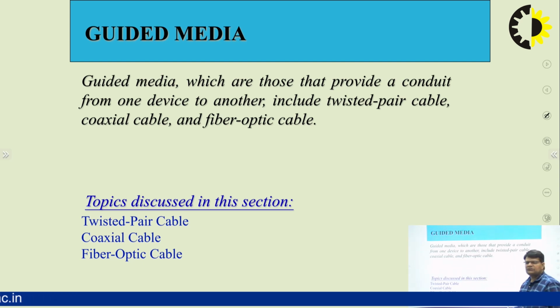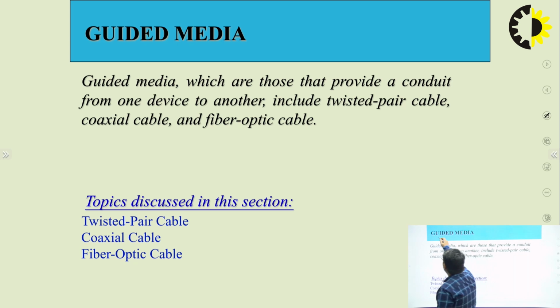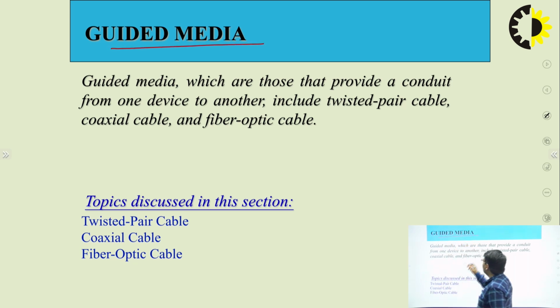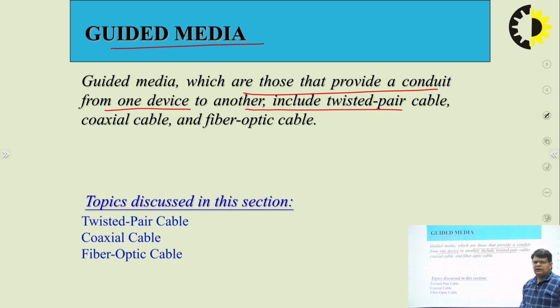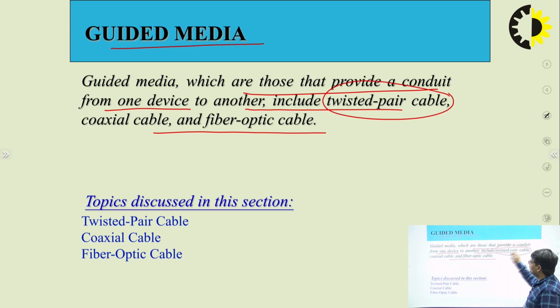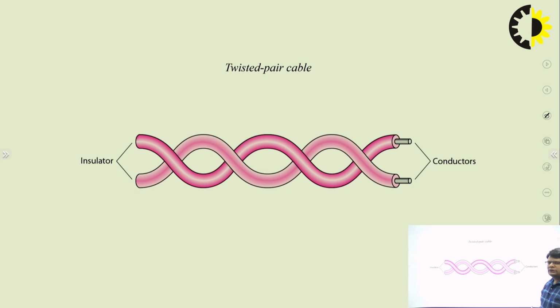So as we have discussed, we can define guided media. Guided media is one in which we provide a dedicated conduit from one device to another device for carrying the information or signal from the transmitter side to the receiver side. As we have seen, these three are the popular examples: twisted pair wire, coaxial cable and optical cable. So these are some examples. So this is twisted pair cable.